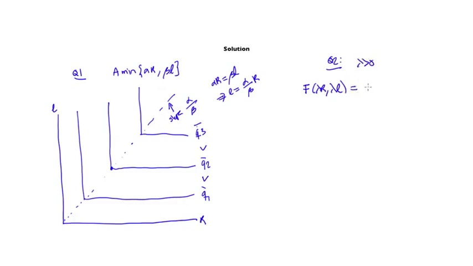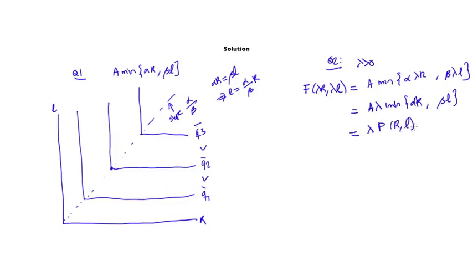Well, that is going to be equal to just substituting, A, the minimum of alpha lambda K, beta lambda L. Now, this is a key step here. If you have the minimum of lambda one number times lambda another number, you can bring the lambda out. So this is equal to A lambda, the minimum of alpha K, beta L. But then this is equal to lambda F of K comma L. And this is exactly the condition for constant returns to scale. So a Leontief production function satisfies constant returns to scale.